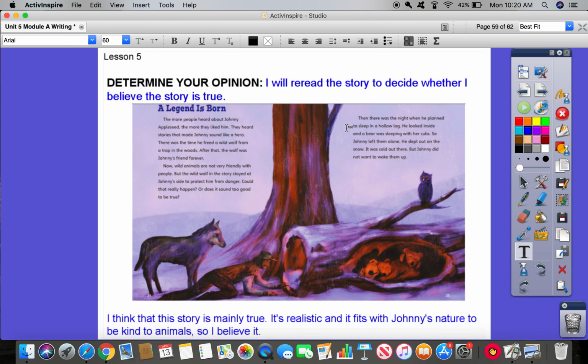Then there was the night when he planned to sleep in a hollow log. He looked inside and a bear was sleeping with her cubs. So Johnny left them alone. He slept out on the snow. It was cold out there, but Johnny did not want to wake them up. I think that this story is mainly true. It's realistic and it fits with Johnny's nature to be kind to animals, so I believe it.